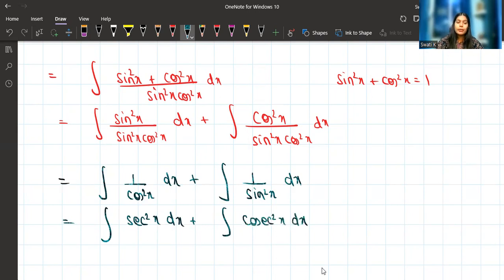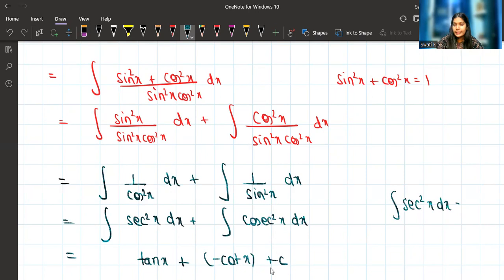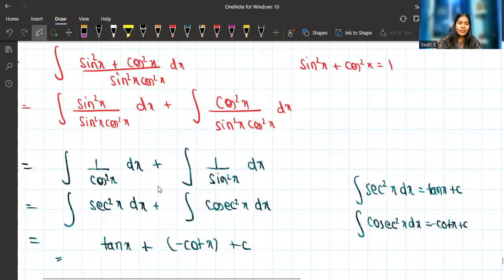Now we have a direct formula for this. The integration of sec square x is tan x by formula, plus the integration of cosec square x is minus cot x by formula, plus c. If you want, I can write the formula here: the integration of sec square x dx is tan x plus c, the constant of integration, and the integration of cosec square x dx is minus cot x plus c. All right, and therefore the final answer is tan x, plus minus is minus, cot x plus c.